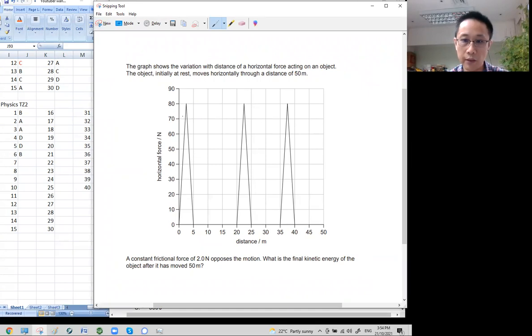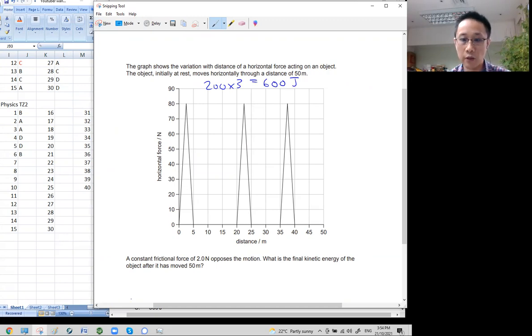The area would be 80 times 5 each of them. Well, 80 times 5 divided by 2, that's a triangle, right? 80 times 5 divided by 2 is 200. So 200 times 3. So 600 joules of work have been done by the horizontal force.